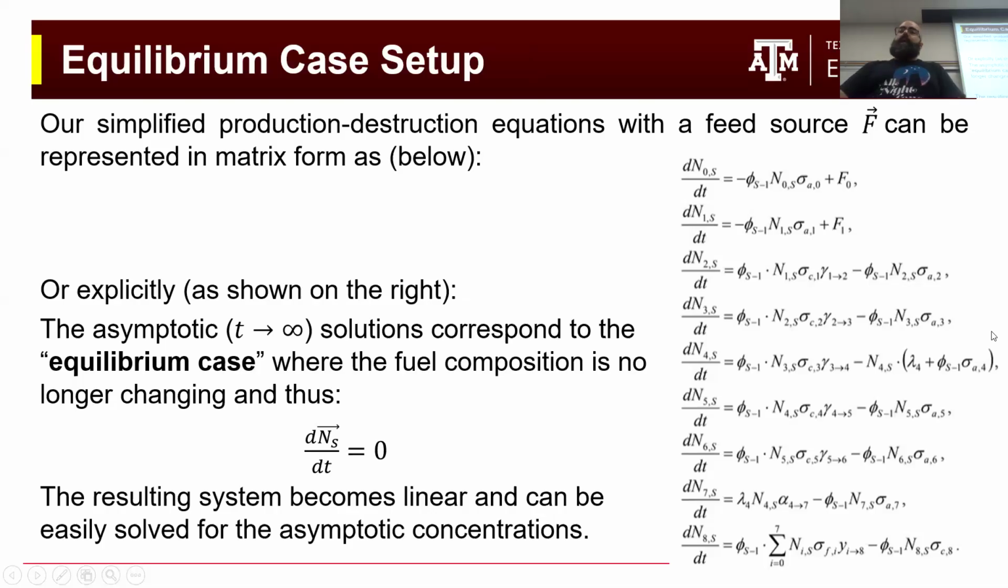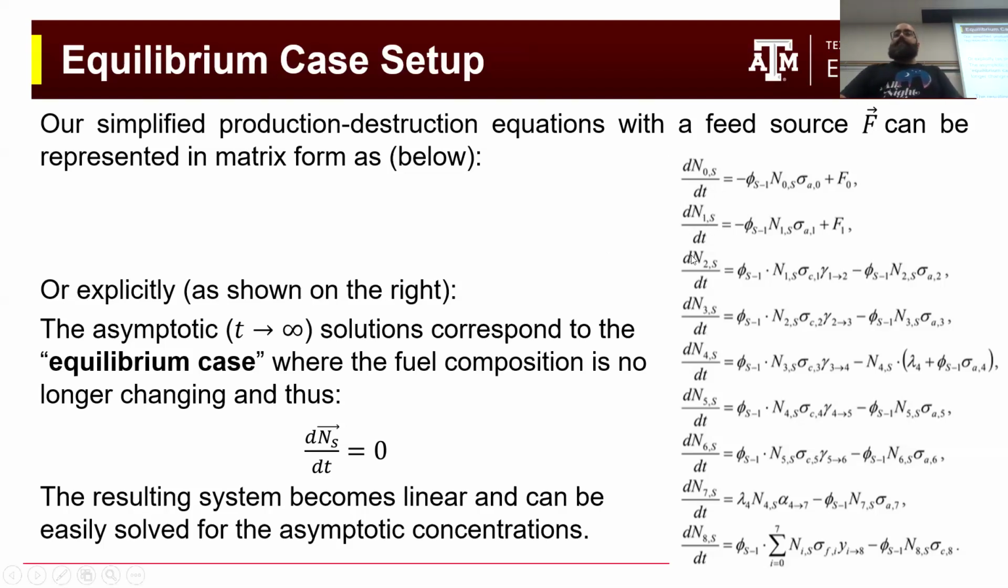It's the feed source. This is what those differential equations would look like if you added a feed source, where F0 would be the source of uranium-235 if that's isotope 0, and F1 would be the feed source for isotope 1, which might be uranium-238.